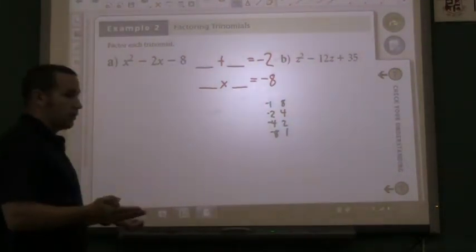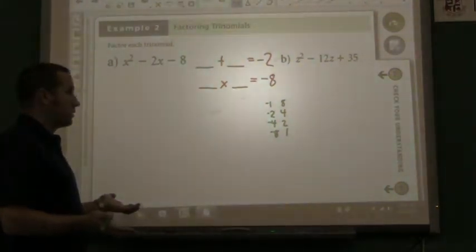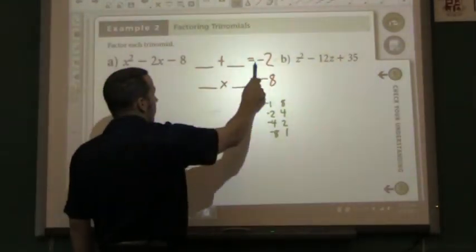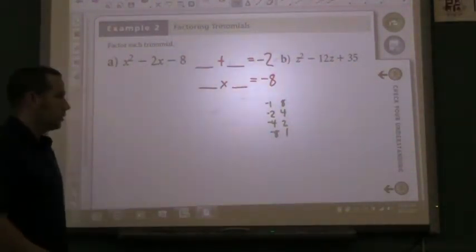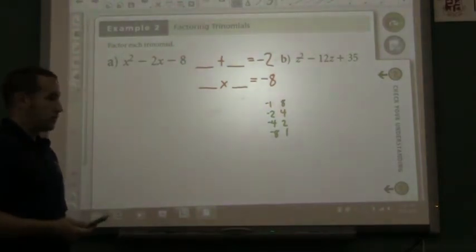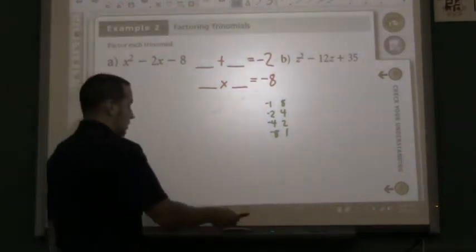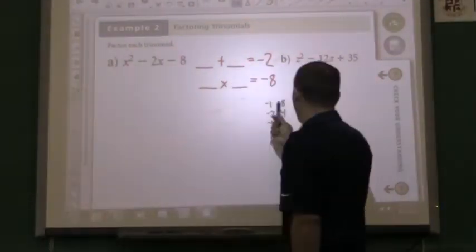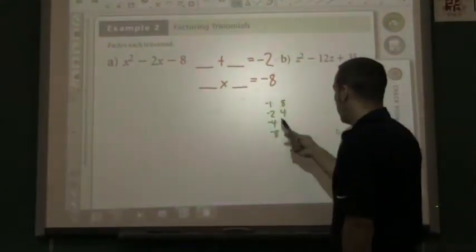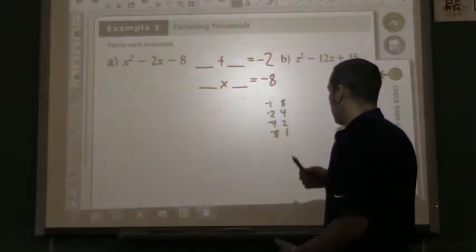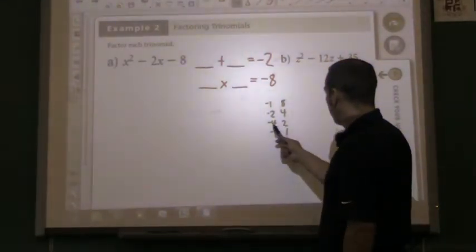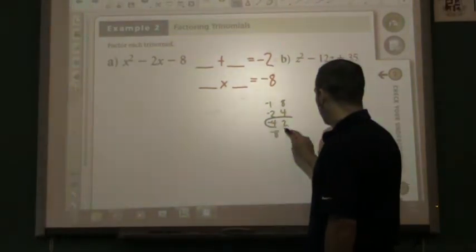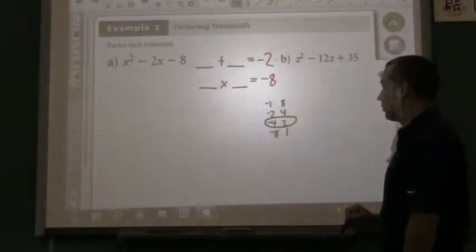So you say, how do I figure out which combination it is? Well, the 2 numbers have to also add up to -2. So I look at my combinations and see which one gives me -2 when I add them together. -1 and an 8 gives me 7. -2 and +4 gives me a +2. -4 plus 2 gives me my -2. So this is the pair of numbers that I'm looking for.